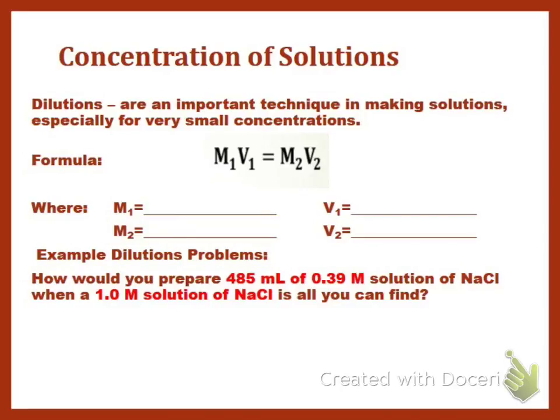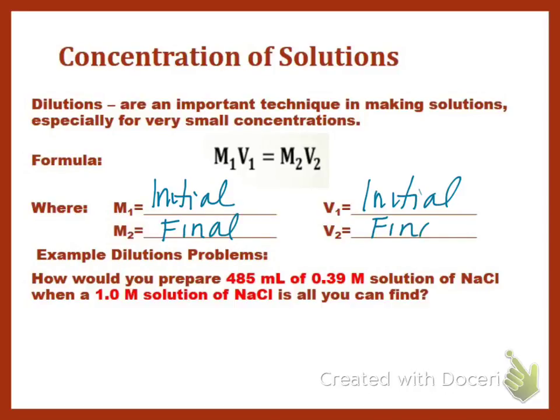Okay? So the dilution concentration, big M, deals with molarity, and V is volume. So M1 and V1 are your initial concentration and initial volume, and M2 and V2 are your final. Your M1 will always be bigger. You can take that to the bank. There are no exceptions to that, because it's your concentrated solution.